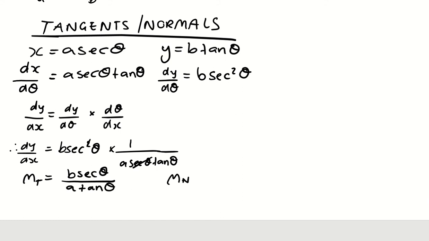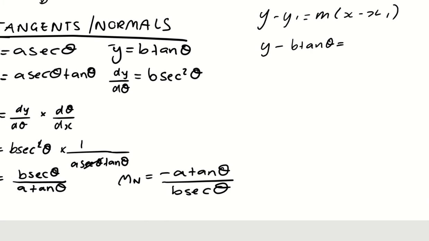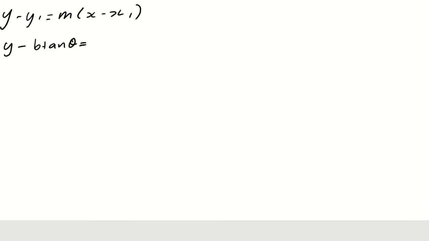My gradient of my normal is just going to be negative a tan theta over b sec theta. Okay, so now to find the equation, I'm going to go to my point gradient formula. y minus y1 is equal to m lots of x minus x1. And the same idea, I'm going to do the equation of the tangent. I'm going to have y minus my y value, which is b tan theta. And that's equal to the gradient I got, b sec theta on a tan theta.